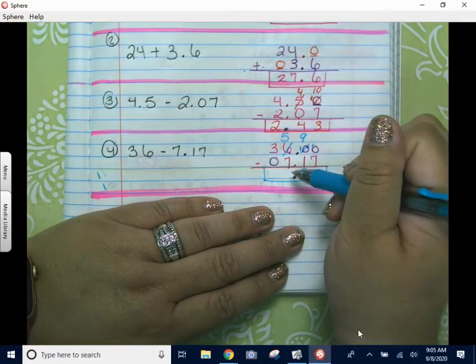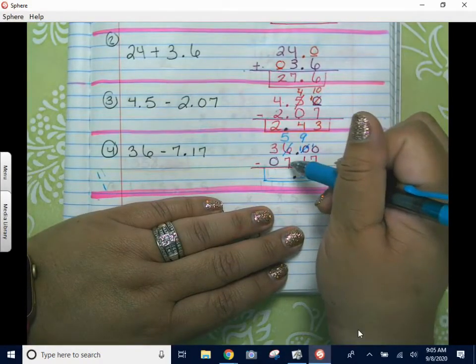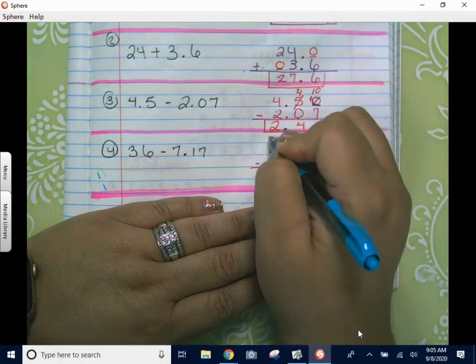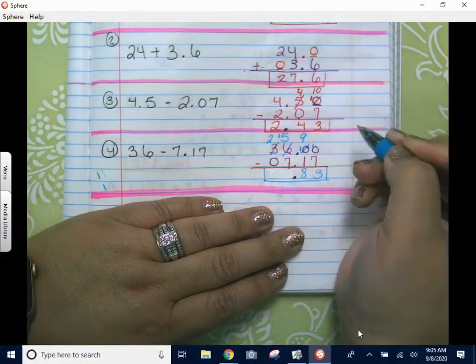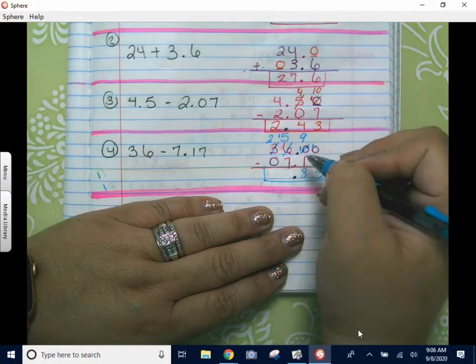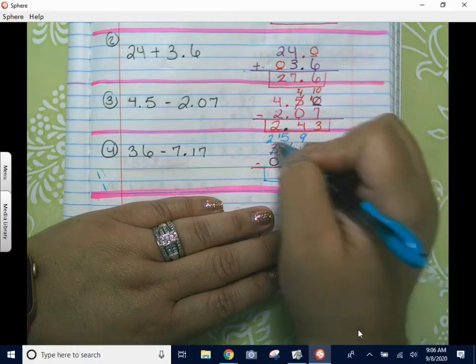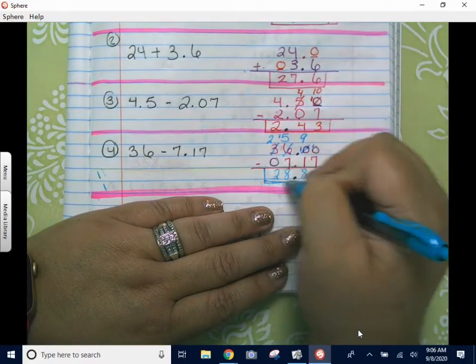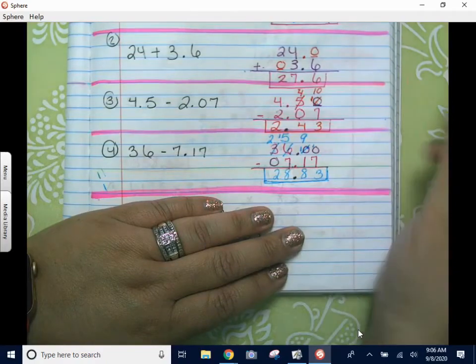So now we're going to go ahead and subtract. 7 from 5, I can't do that. So borrow from 3, turn into 2. That turns into 15. 15 minus 7 is 8. And 2 minus 0 is 2. So your answer is 28 and 83 hundredths.